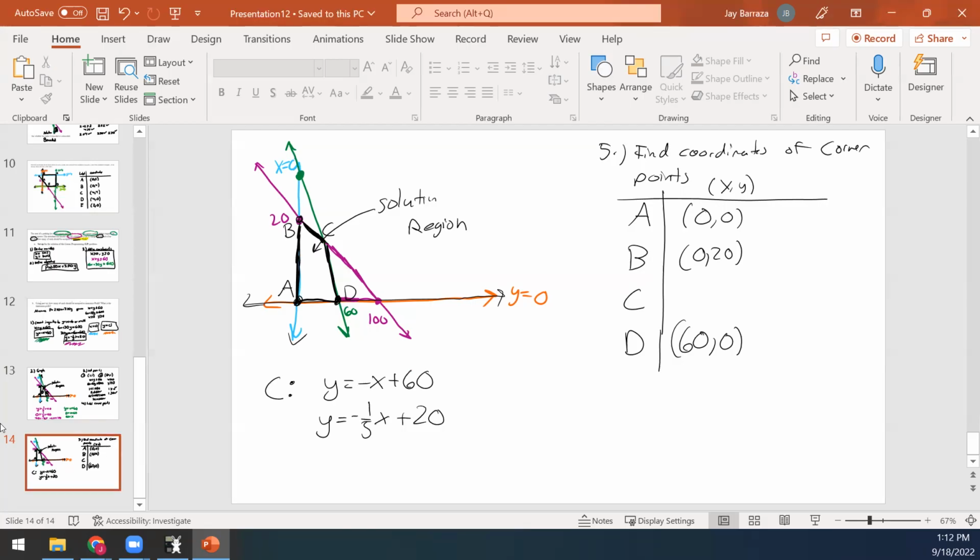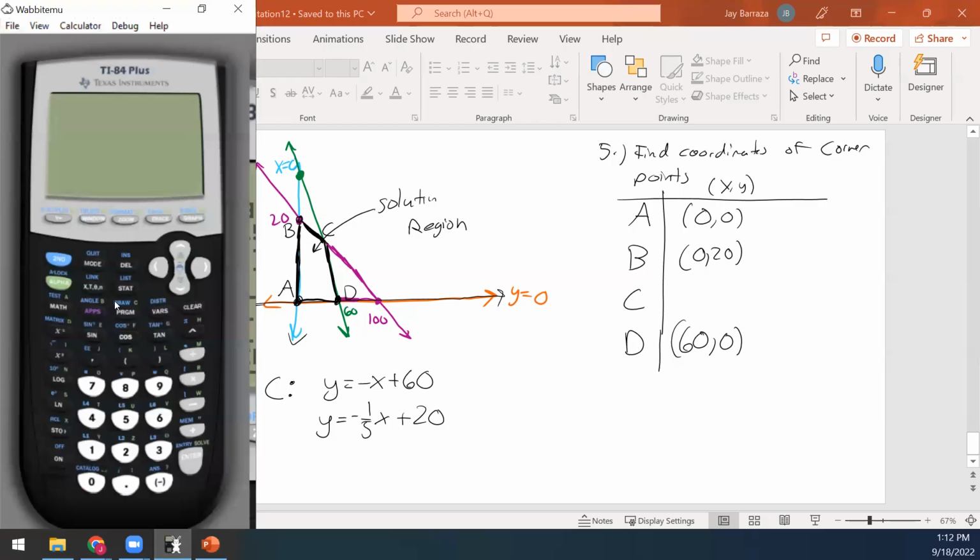Now I'll show you how to do this on the calculator if you want. So go to your calculator, turn it on, y equals. You would do negative x plus 60, down, negative 1 divided by 5 x plus 20. And then you're going to do a zoom 6, right? Zoom 6. And you don't see anything and you're wondering, does my calculator break? No, it's just because the lines are bigger. So what I would do here is a zoom out, zoom 3. Zoom out a little bit.